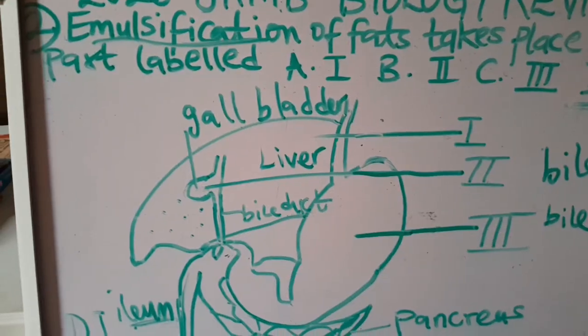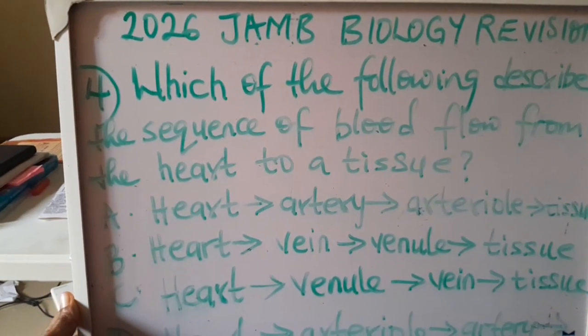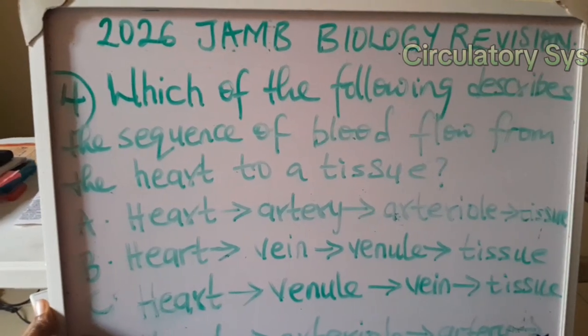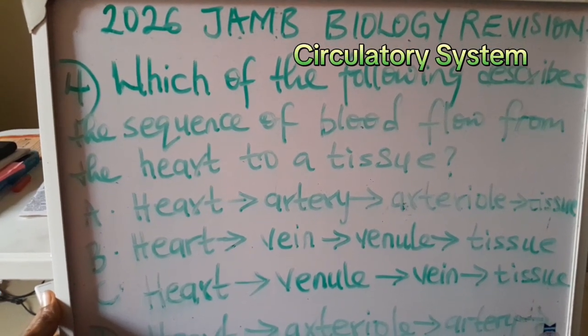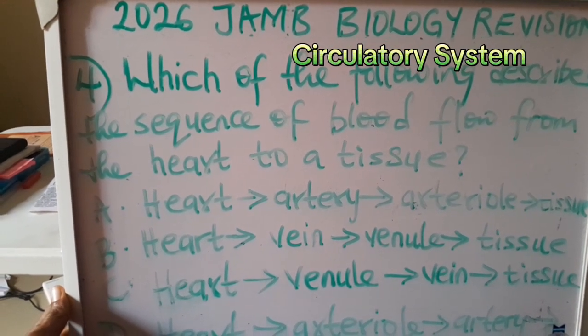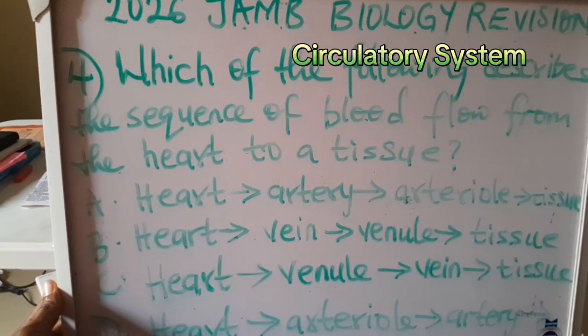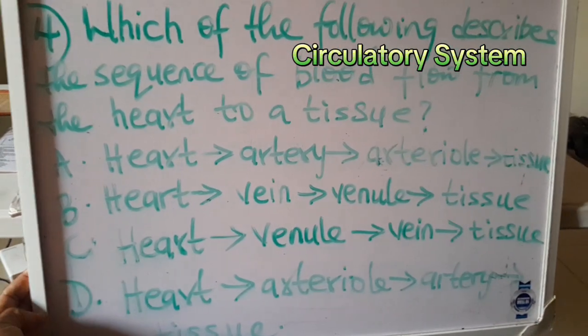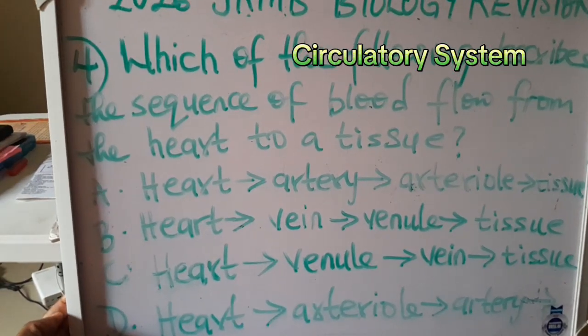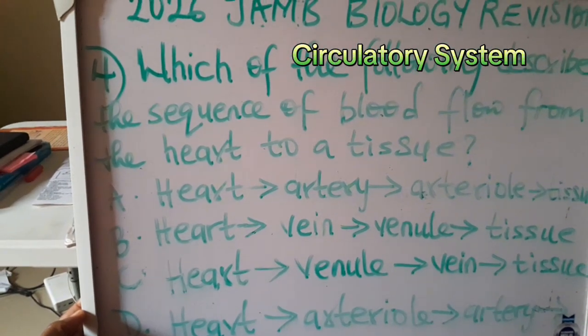Stay tuned. All right, this is another question still on 2026 JAMB biology revision. Question number 4, it says, which of the following describes the sequence of blood flow from the heart to its tissue? There are several options, A, B, C, D. But the first thing you need to know is where this question is coming from. From the circulatory system.